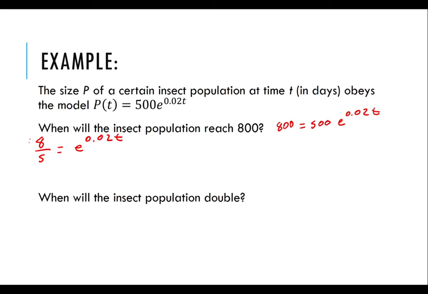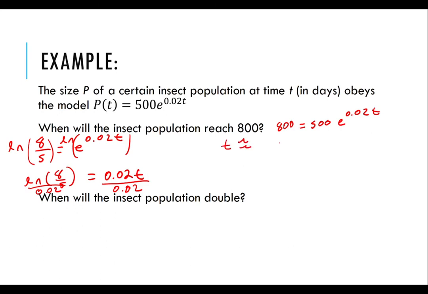I get 8/5 is equal to e to the 0.02 times t. Then I can take the natural log of both sides, and so I get the natural log of 8/5 is equal to the natural log of e to the 0.02t, which becomes 0.02t times the natural log of e. But remember that the natural log of e is 1, and so then divide both sides by 0.02, and I get that t is approximately 23.5. Now, depending upon our rounding, we may want to round to the whole day, or this is a half day, so in 23.5 days, the insect population will reach 800.